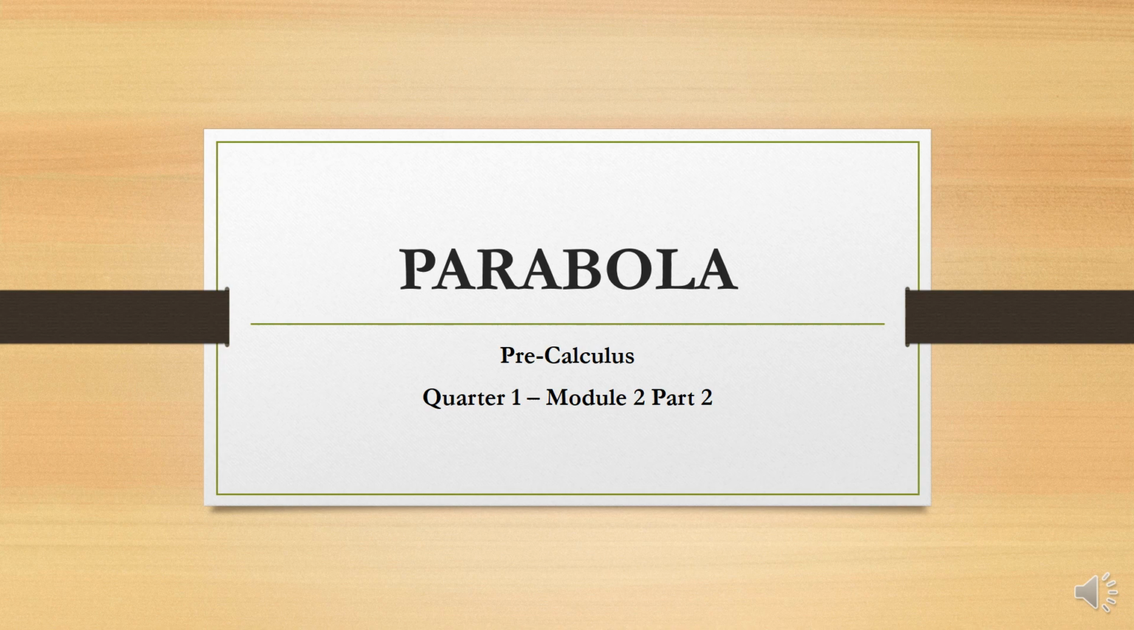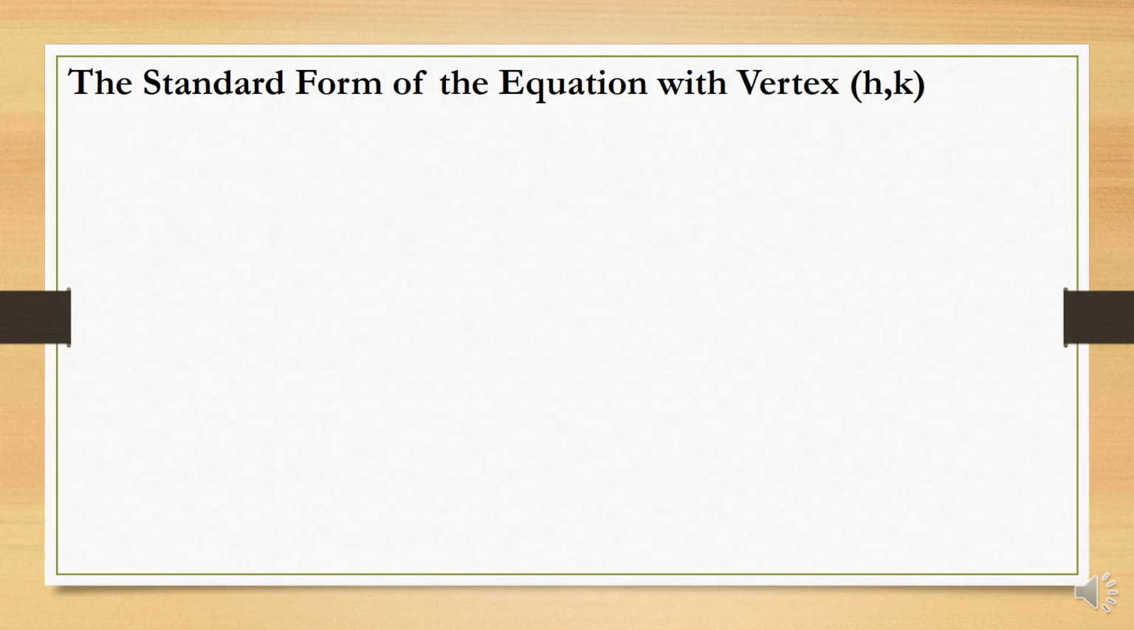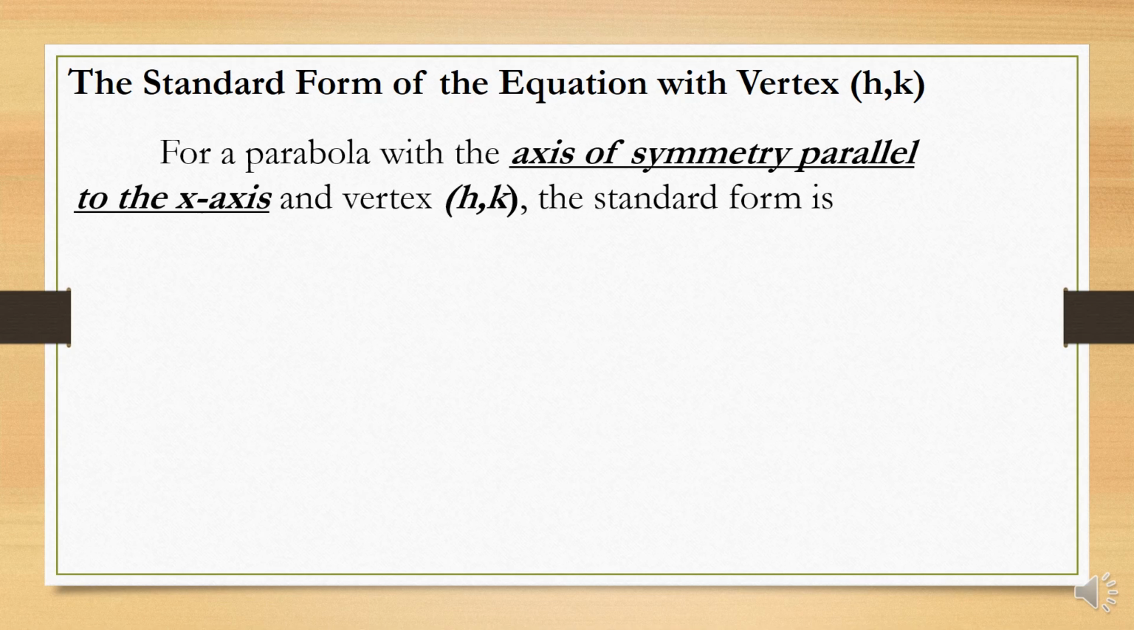The continuation of Parabola. Pre-Calculus Quarter 1, Module 2, Part 2. The standard form of the equation with a vertex with the coordinates h and k. For a parabola with the axis of symmetry parallel to the x-axis and vertex with the coordinates h and k, the standard form is the quantity y minus k squared is equal to 4p times x minus h.